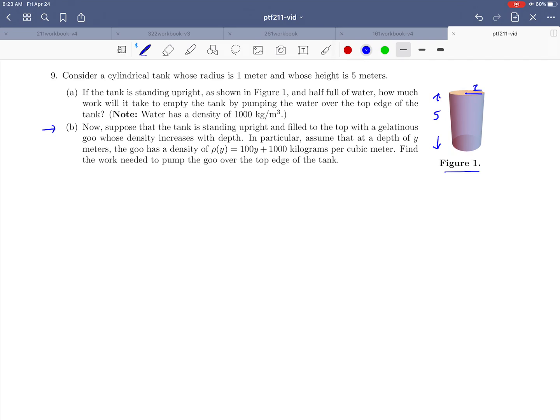Just the difference from part A is that this time we're not filled with water, we are filled with a gelatinous goo. Is goo a word? Well, my spell checker said it is, so I guess so.